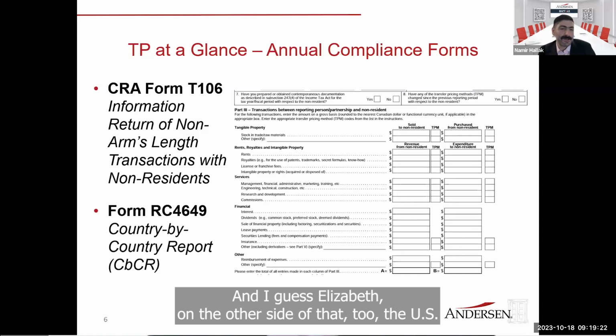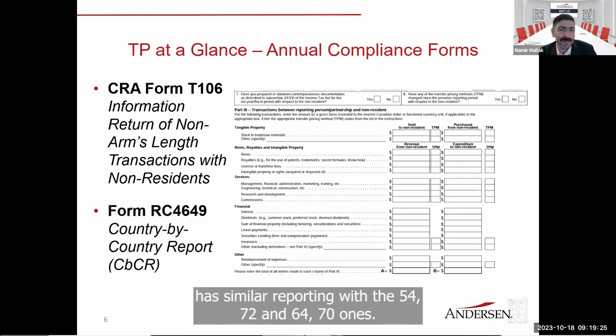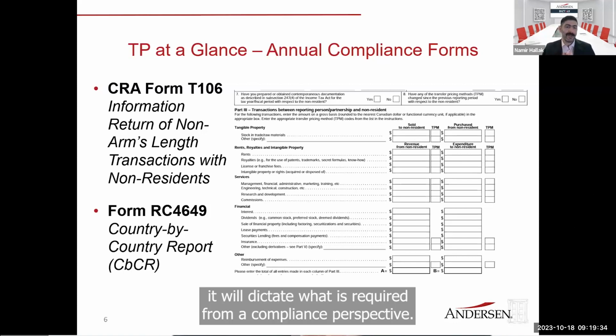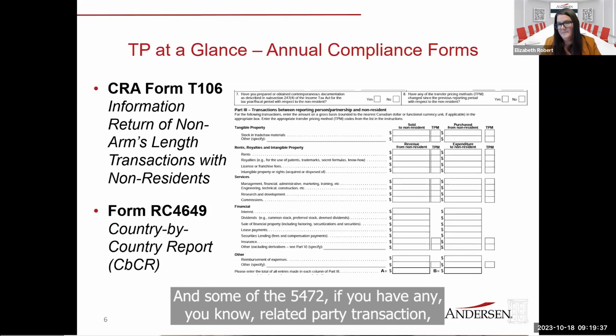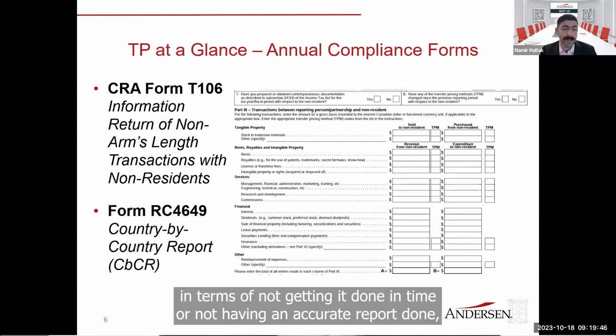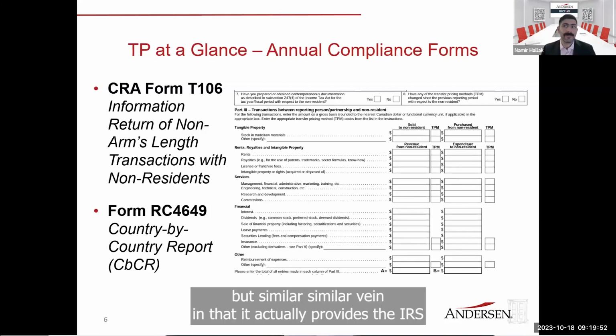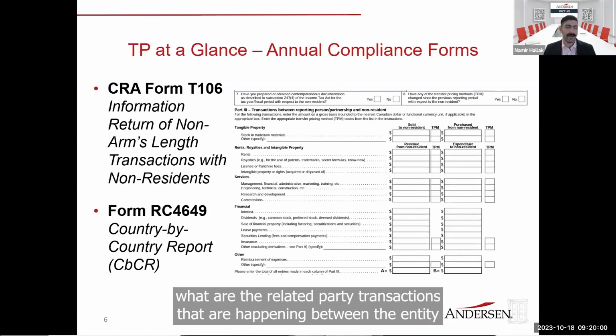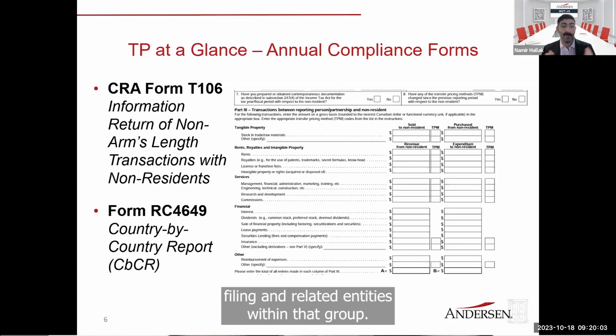And I guess, Elizabeth, on the other side of that too, the U.S. has similar reporting with the 5472s and the 5471s. With the 5471, the category of filer will dictate what is required from a compliance perspective. Similar with the 5472, if you have any related party transaction, you're reporting it there as well. That can carry as much as a $25,000 penalty for not getting it done in time or not having an accurate report done. But similarly, it provides the IRS with a bit of a roadmap in terms of understanding the related party transactions happening between the entity filing and related entities within that group.